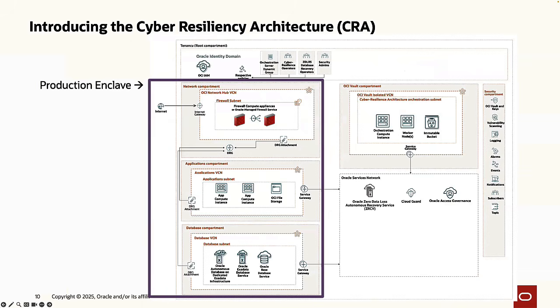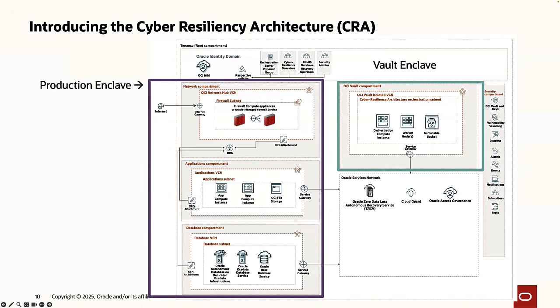And this is just a more detailed look. The production enclave may have a network compartment and application compartments, multiple compartments with different resources in them, and then they connect over, you can see in the database services there, through the service gateway, to the Autonomous Recovery Service. And then you've got the Vault Enclave in the upper right, where you've got the orchestration server, the worker nodes, and the immutable bucket that we use to store all of the backup data.